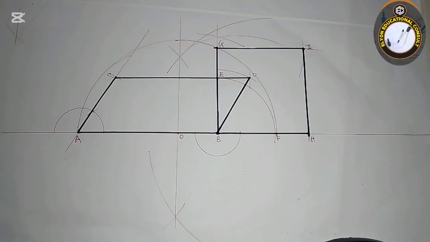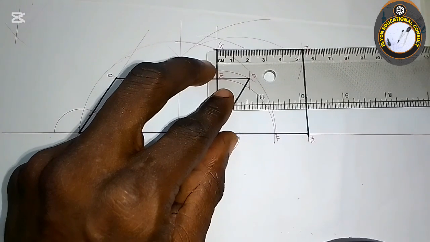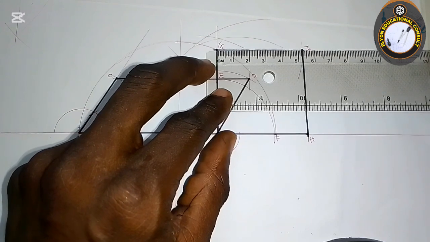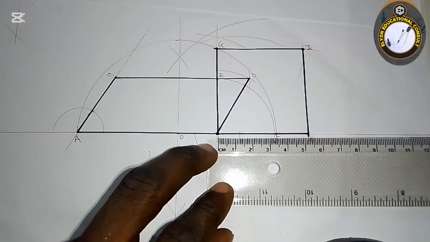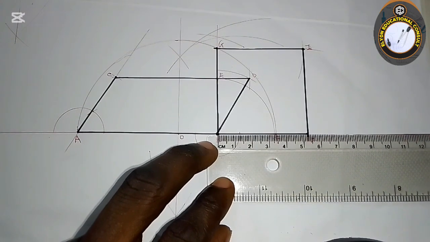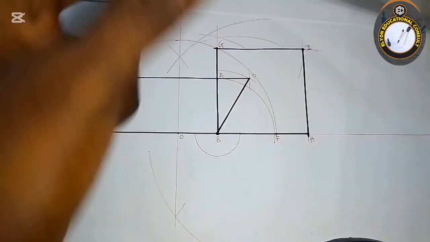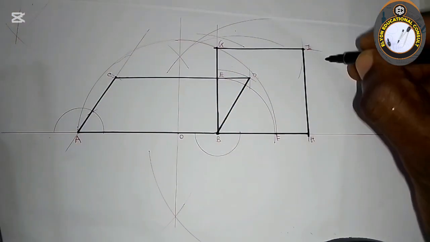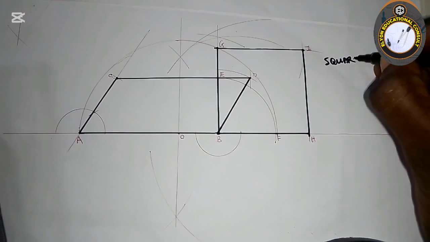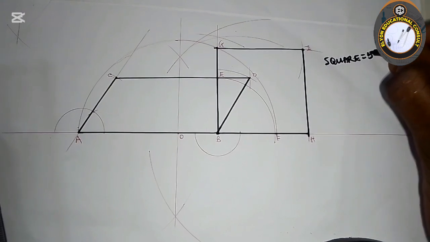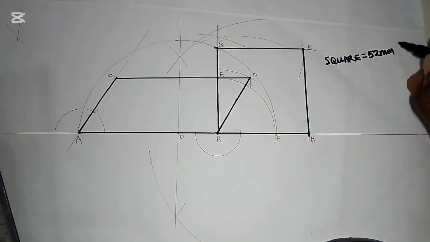You may be told to take the measurement of the square. What is the length of the side of the square? If we take it this way, this is 52, and all sides are equal. This side also must be 52. So if you look at it, that is 52. It means the square equals 52 mm side.